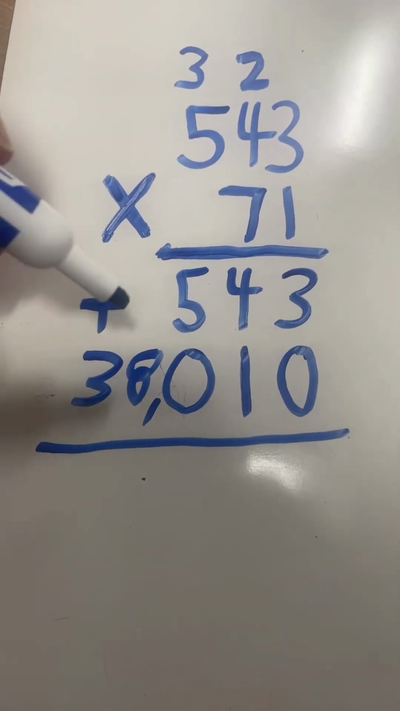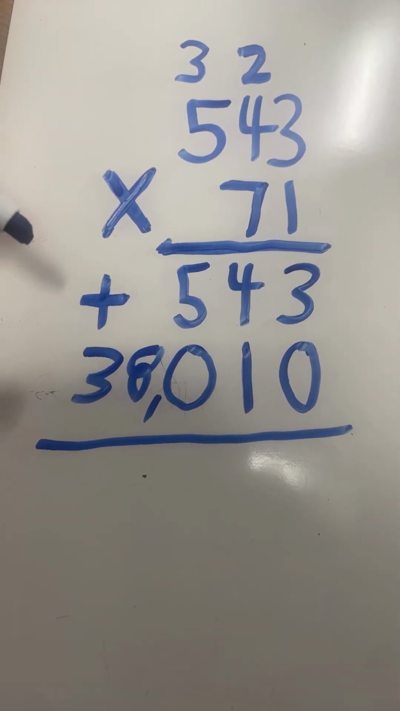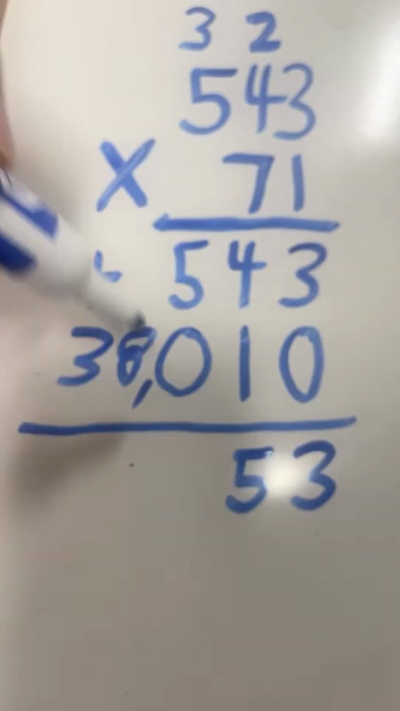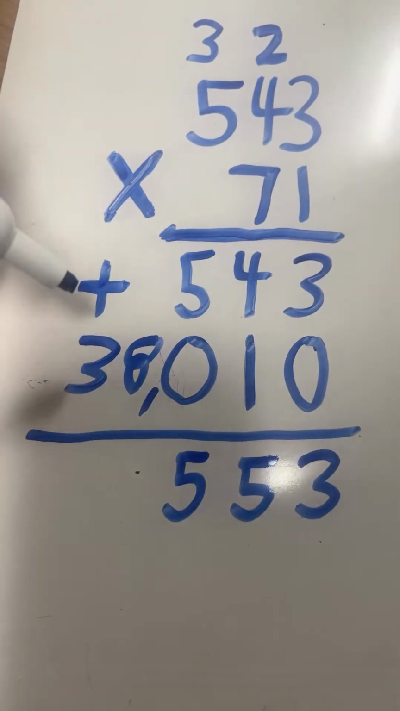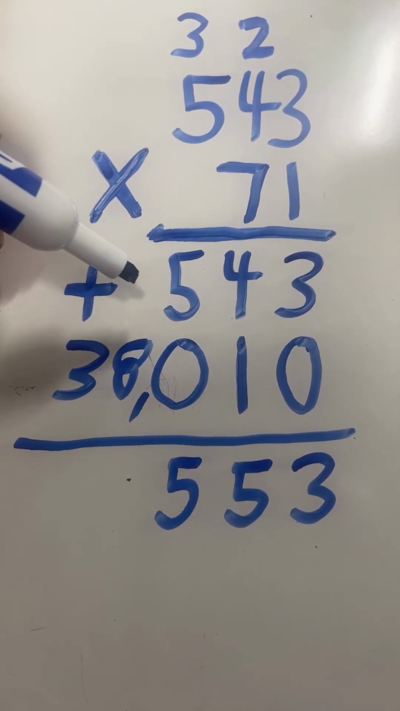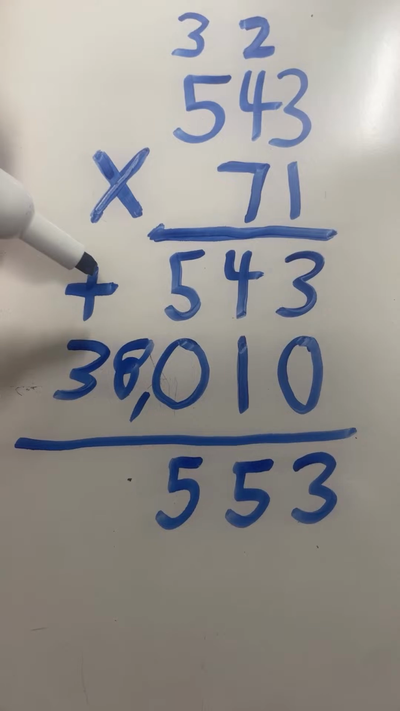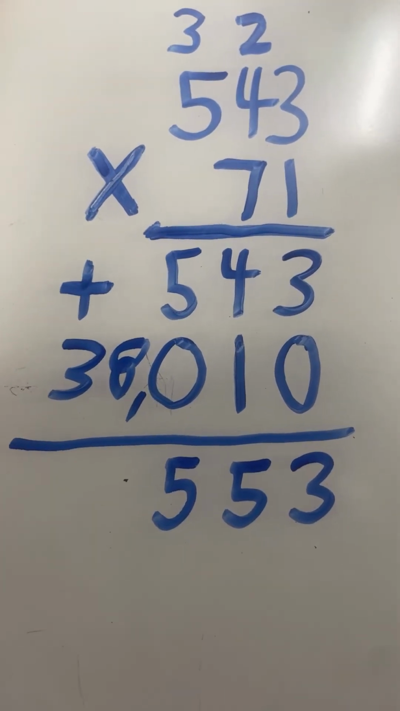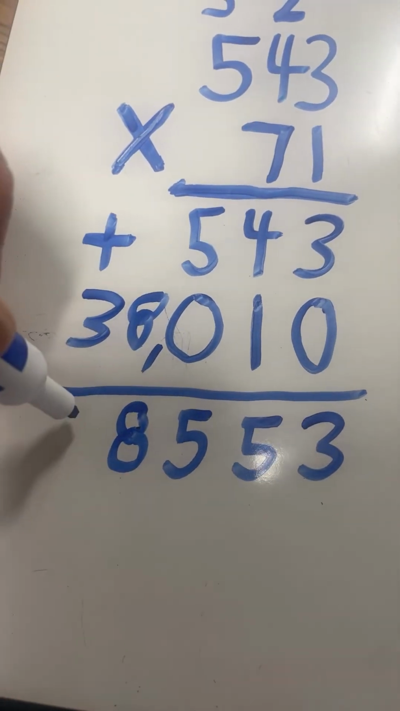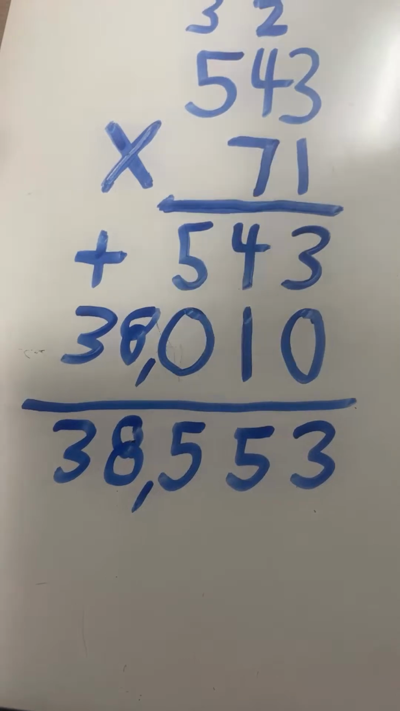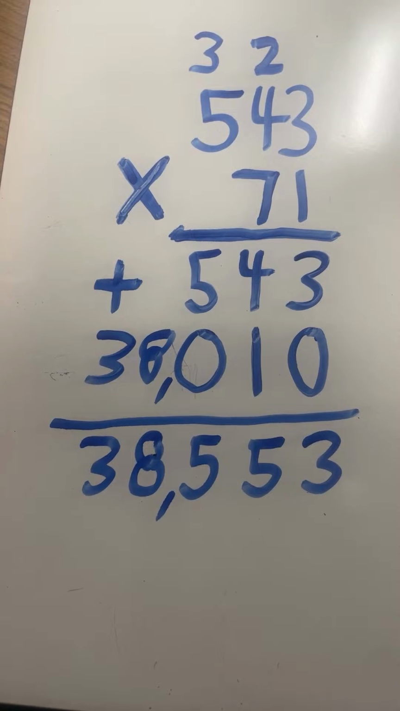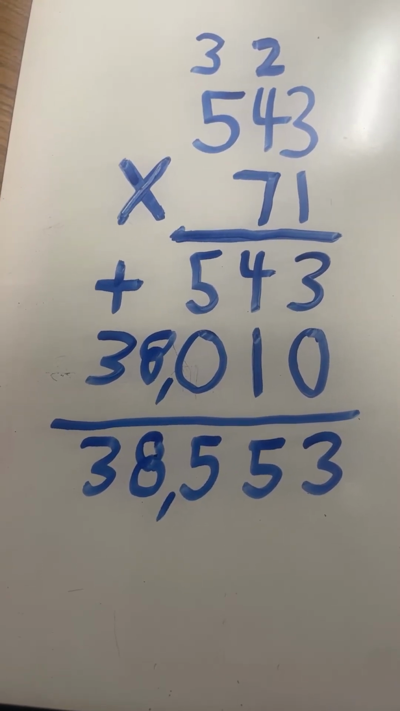Now to get our final answer, we have to add these two numbers together. So 3 plus 0 equals 3, 4 plus 1 equals 5, 5 plus 0 equals 5. Whenever there's no digit in the thousands place or the 10,000s place, we assume that the number is 0. So 0 plus 8 equals 8. 0 plus 3 equals 3. And we have our final answer. 543 times 71 equals 38,553.